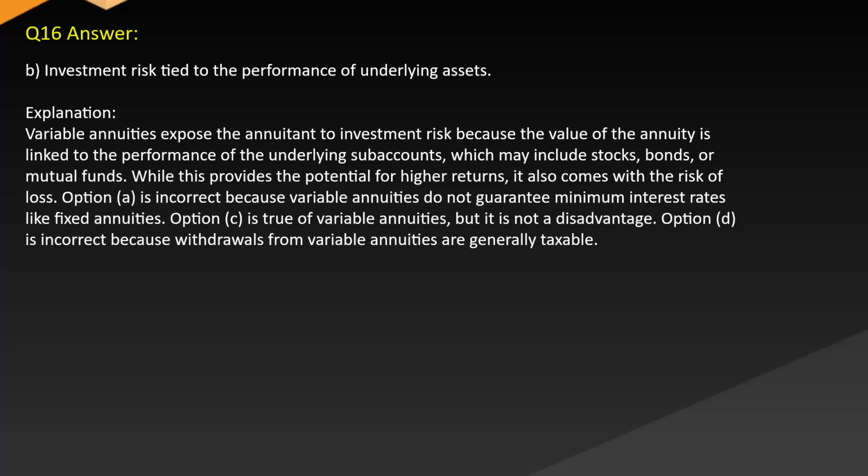Option A is incorrect, because variable annuities do not guarantee minimum interest rates like fixed annuities. Option C is true of variable annuities, but it is not a disadvantage. Option D is incorrect, because withdrawals from variable annuities are generally taxable.